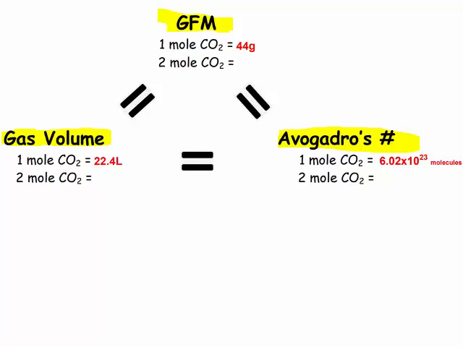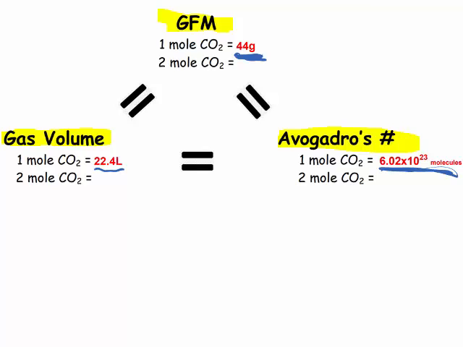So if I have 44 grams of carbon dioxide, which is its GFM, then I also know that I've got 22.4 liters of carbon dioxide. So I know the mass and I know the volume. And if I asked you how many molecules of carbon dioxide are there in 44 grams, again, you know 44 grams equals 1 mole, so you know that you have this many molecules. So these 3 numbers are not only equal to 1 mole, but they're also equal to each other, right?